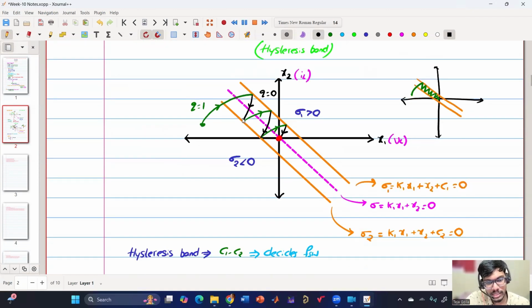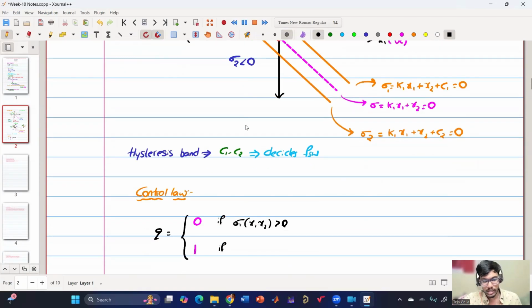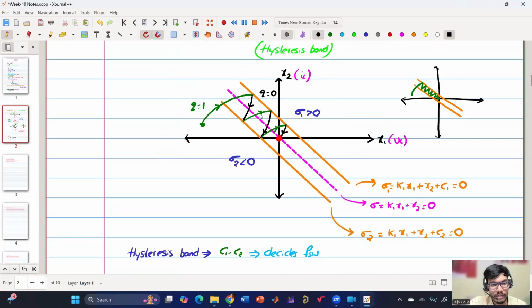Once I turn off, it will come back again. And once it hits sigma 2 and goes below, it means sigma 2 of x1 comma x2 is negative, which means I have to turn on. And whenever it hits again, we repeat. So here we don't have a current reference as such. Now our reference is a line which is a function of both IL as well as VC.